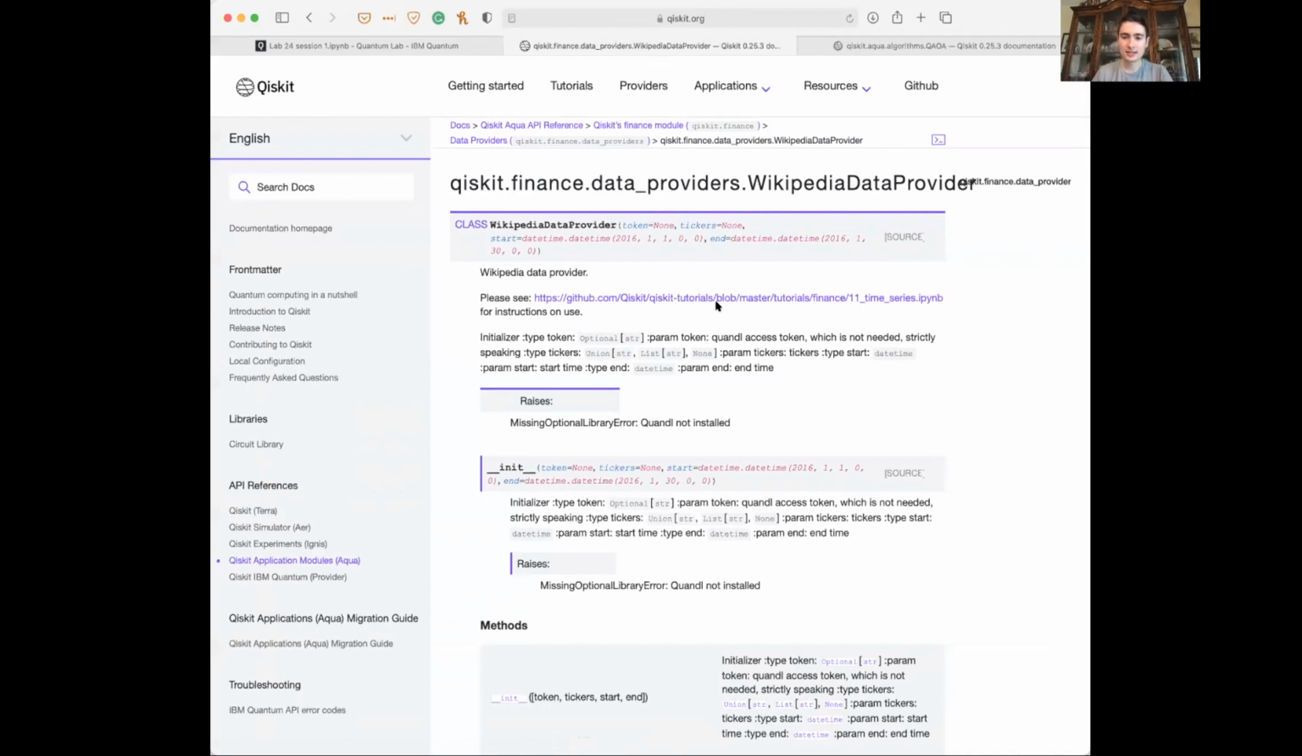So once I'm here, you can see the various parameters it takes. You can read a little bit more about it. Please see this for instructions on use, right? So if you wanted to explore this more, you could.